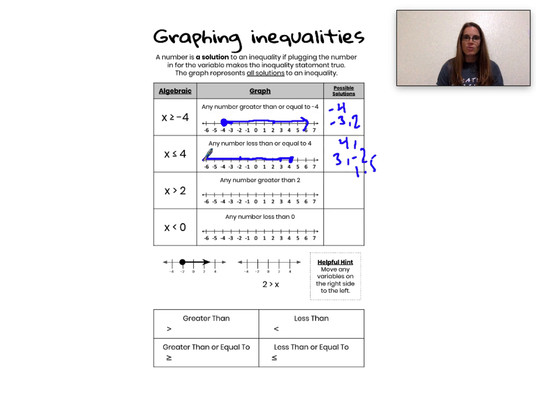So again, the way that I will graph this inequality to represent that every point to the left of 4 is a solution is I'll draw a closed dot here. That tells me 4 is a solution, and then an arrow to the left.